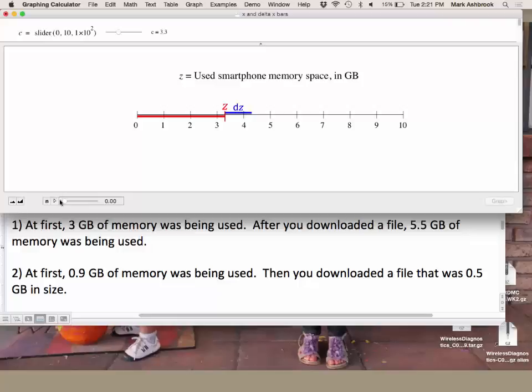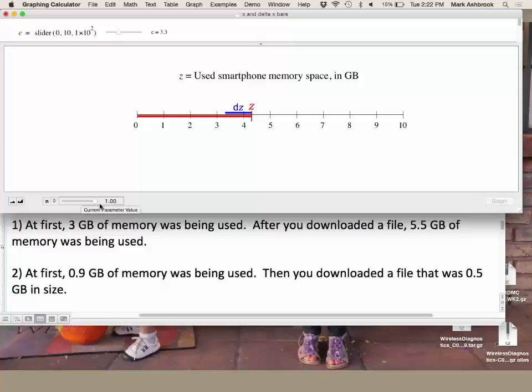Z final equals? Who said it? She wants Z initial plus DZ. Is it right? Z initial 4.3 plus DZ. What was DZ? -1. DZ is negative or positive? Negative. It's going down. DZ is negative.